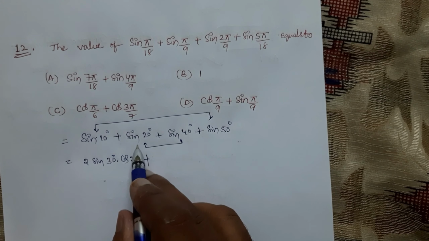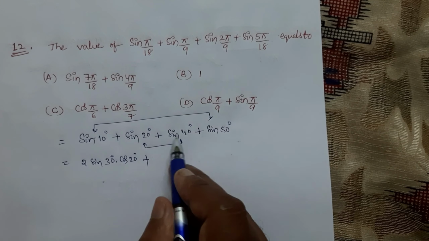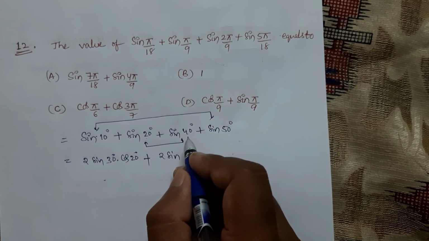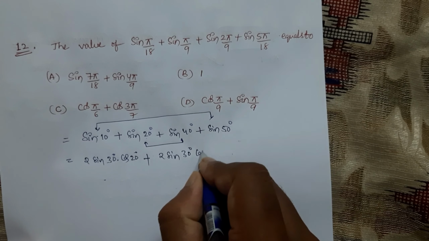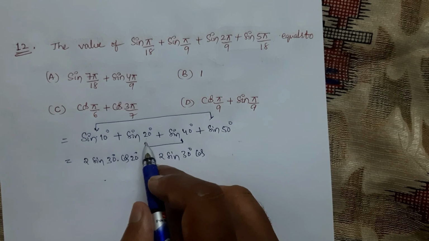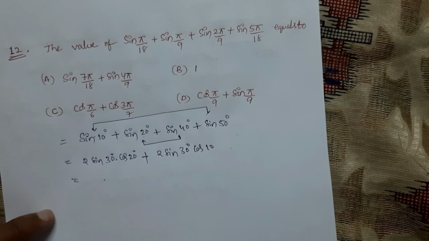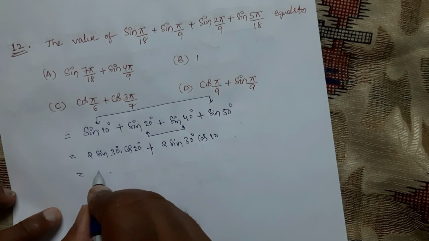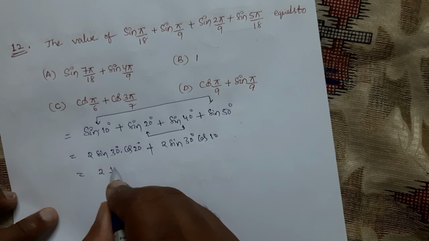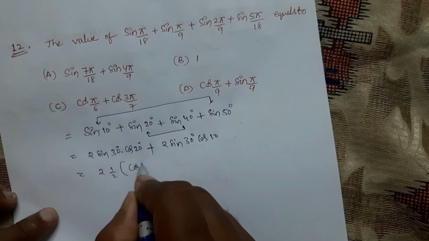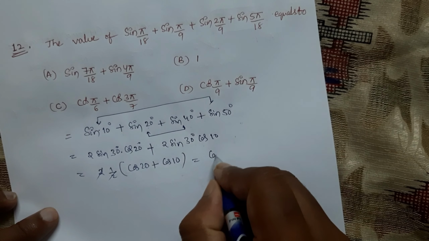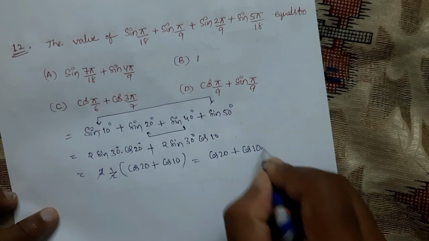This is about these two. Now regarding these two, the same sin A plus sin B formula: 2 sin of A plus B by 2. 20 plus 40 is 60, 60 by 2 is 30 degrees, into cos of 40 minus 20, that is 20 degrees, 20 by 2 is 10 degrees. So it will be equal to 2 sin 30 common. What is the sin 30 value? 1 by 2. If I take those two common, we will get cos 20 plus cos 10 degrees. These two, if I cancel, what we will get? Cos 20 plus cos 10.